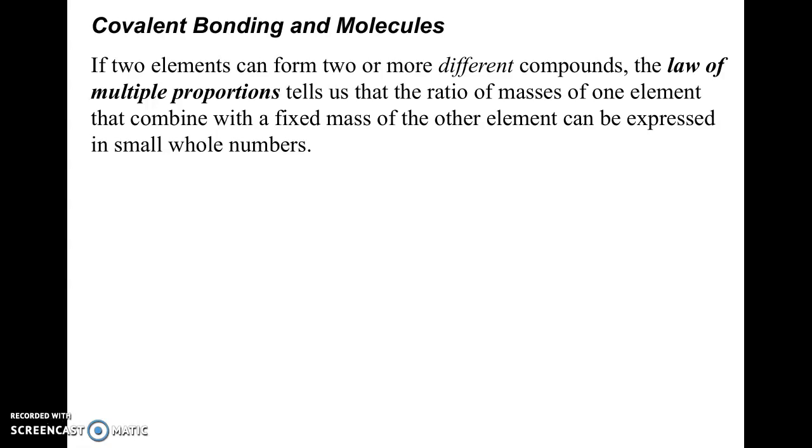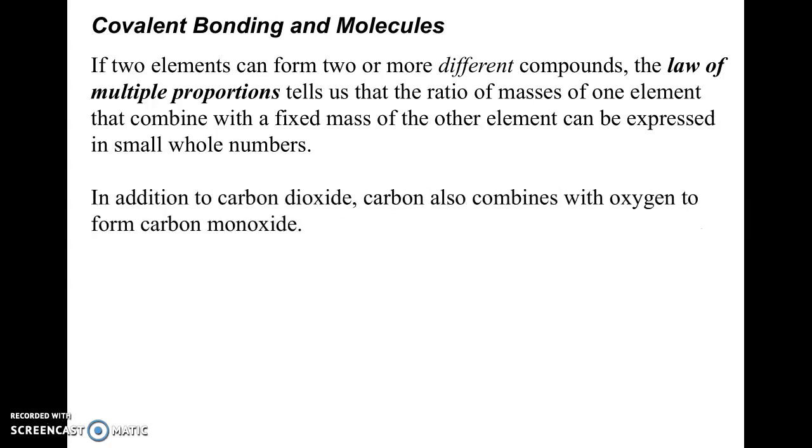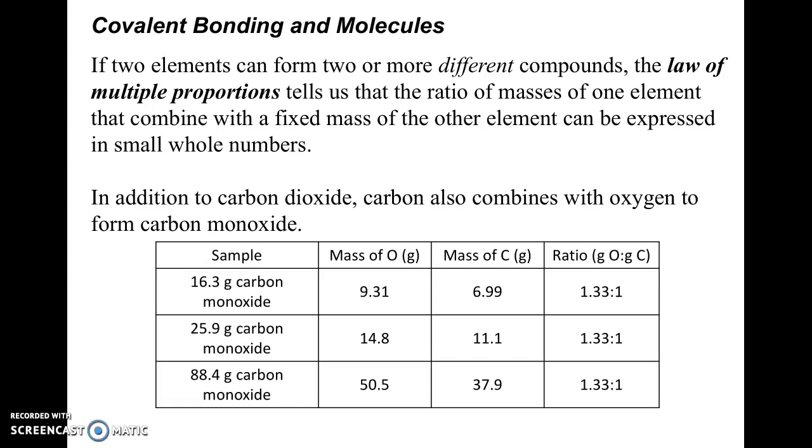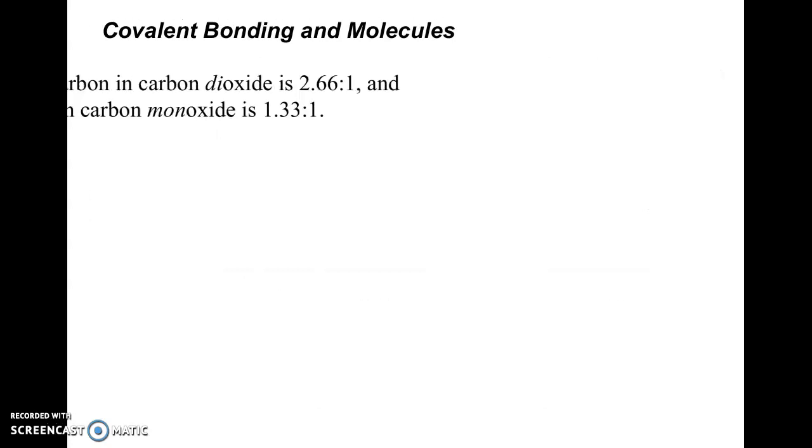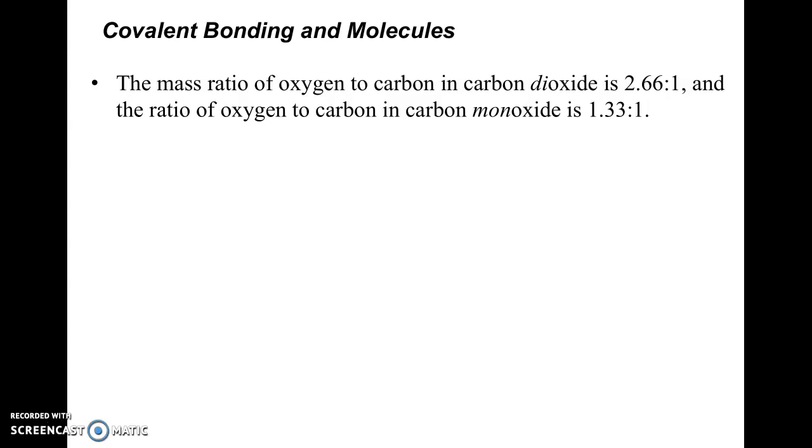And it says that those can be expressed as small whole numbers. So that's the law of multiple proportions. And here's an example. So carbon and oxygen can combine to form both carbon dioxide or carbon monoxide. Here's some data for carbon monoxide, and you see the grams of oxygen to the grams of carbon are 1.33 to 1. So half as much oxygen as we saw in the carbon dioxide, which we would expect from the name. And so we're going to look for that simple whole number or integral ratio.